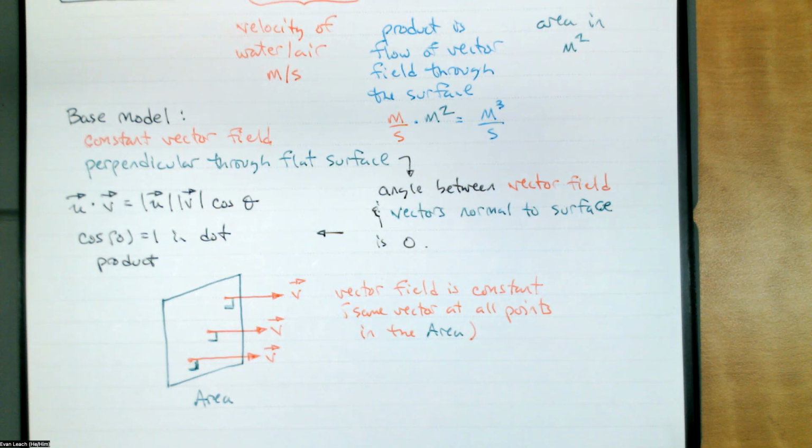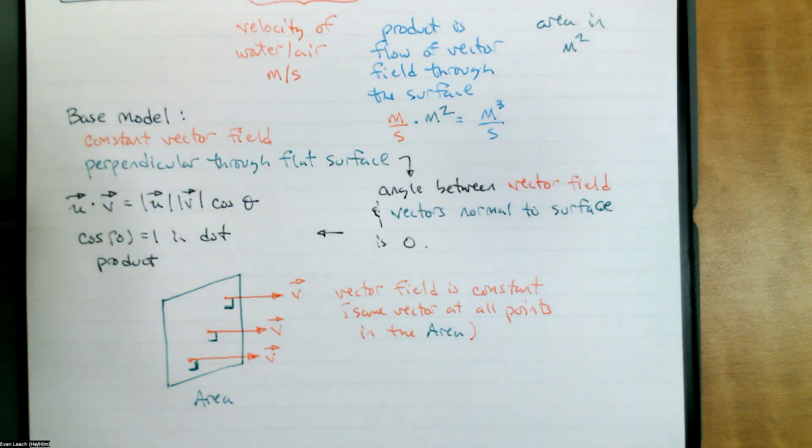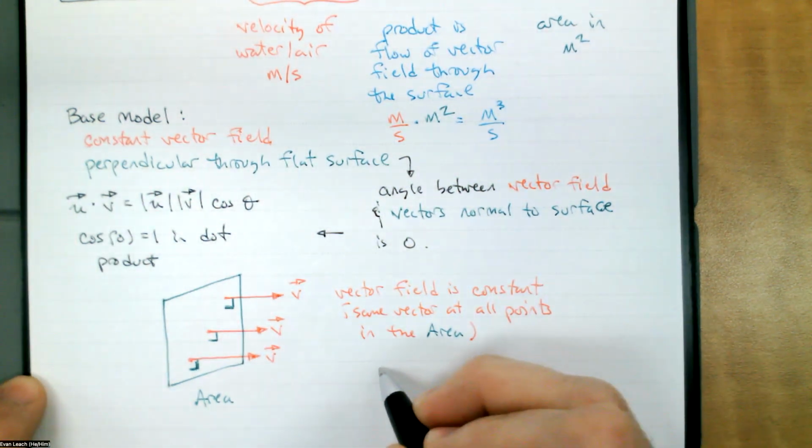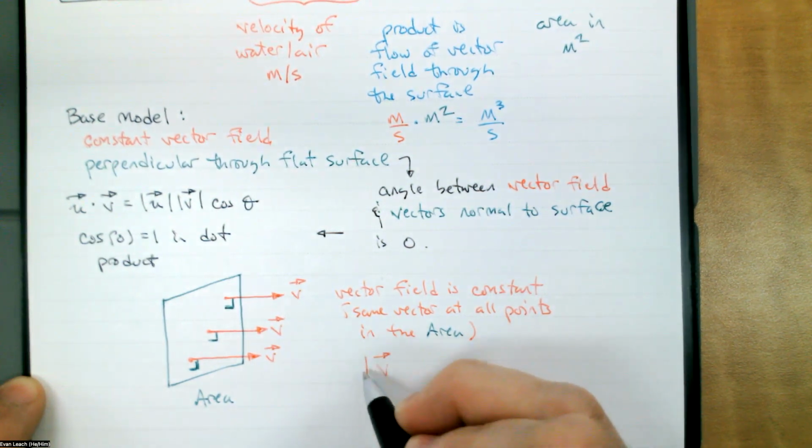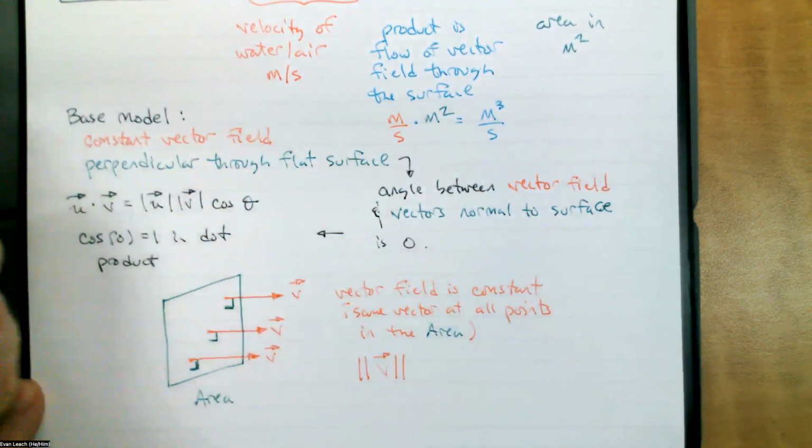All we have to do is multiply. We take the magnitude of the vector, multiply by the magnitude of the area, and times the cosine of the angle between the vector field and vectors normal to the area of the surface, which is 0 degrees. So the cosine of 0 is 1. I get to just multiply. Take the magnitude of the vector and just multiply by the area.